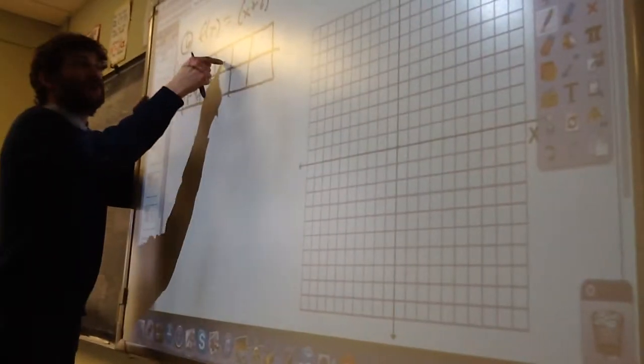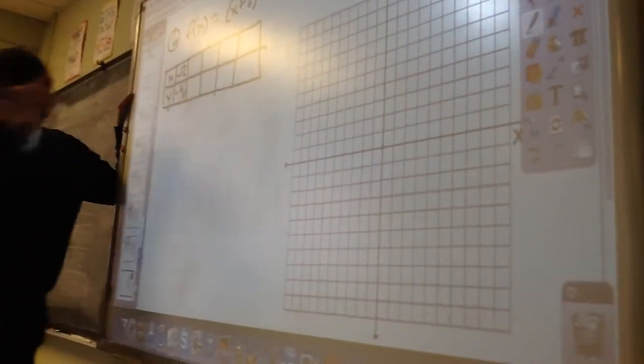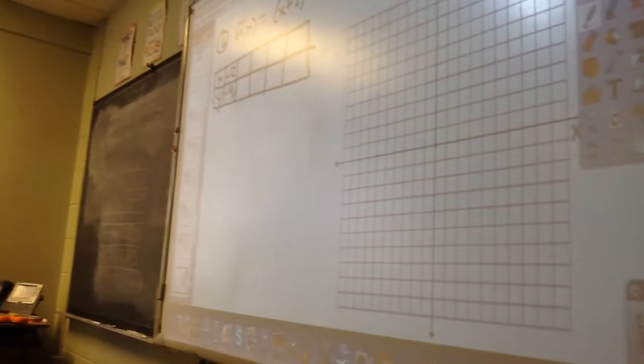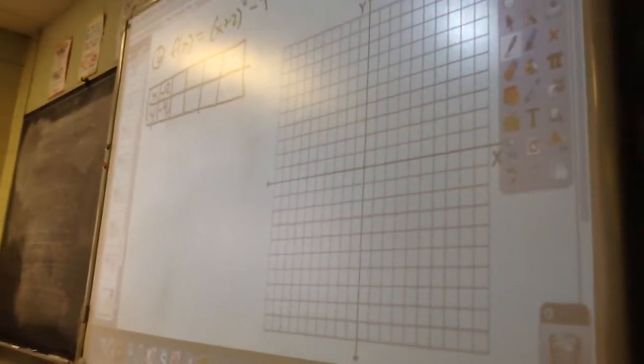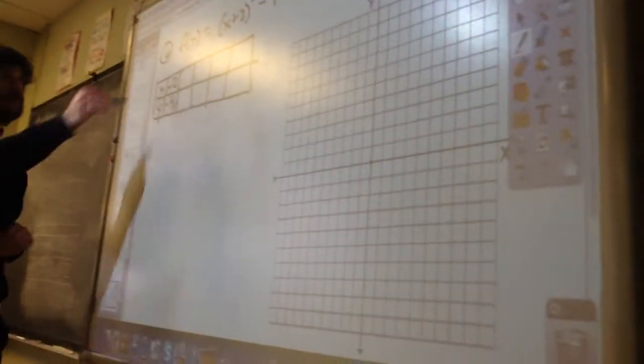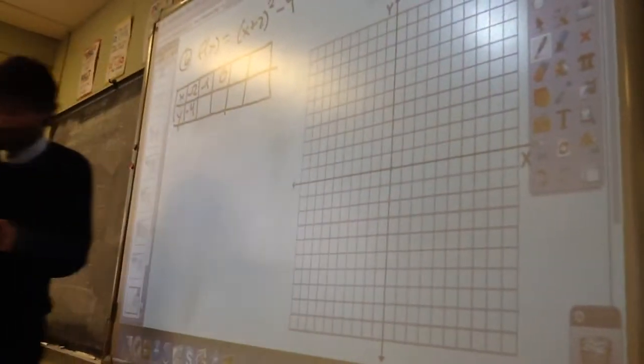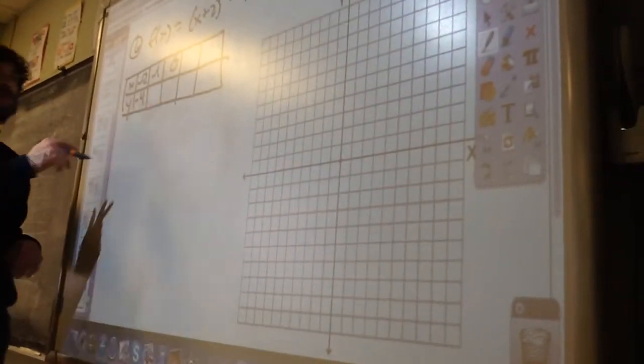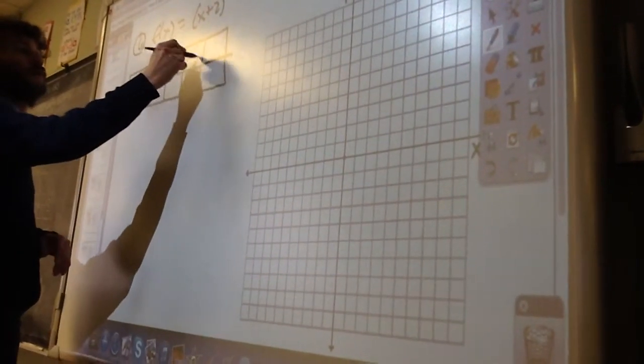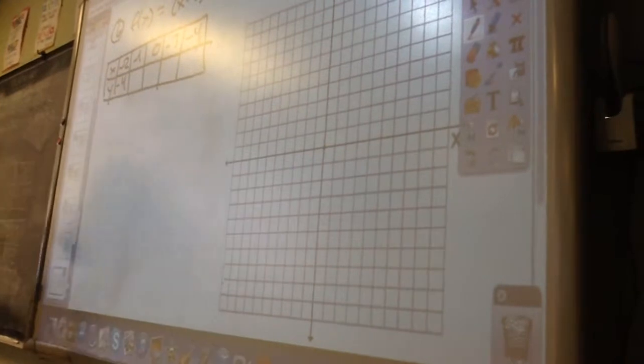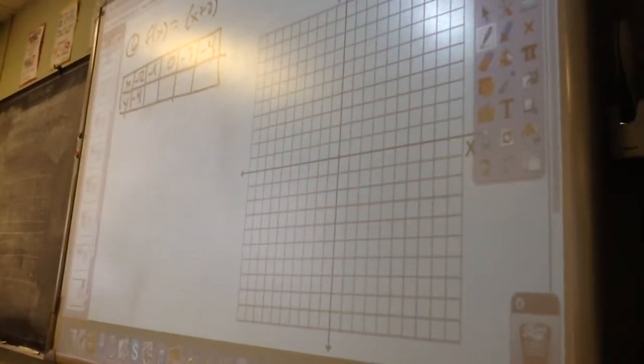Okay, what are the next 2 x values to the right? Don't say them out loud. Lindsay, what are the next 2 to the right? Negative 1 and 0. Good. Montana, what are the next 2 to the left? Negative 3 and negative 4. Good. Even when he's sick, he still gets them right.